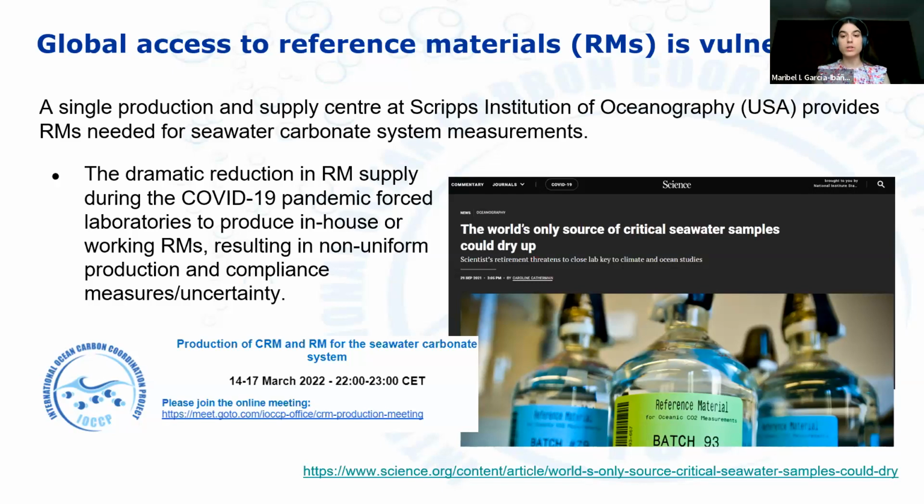So with that in mind, several targeted events and meetings focused on creating a robust, resilient, and global production network for seawater reference materials for the carbonate system. And one of them was organized by IOCCP in spring 2022. And in the remaining slides, I will present you the outputs of the discussions held during that meeting and the developments that have occurred since then.